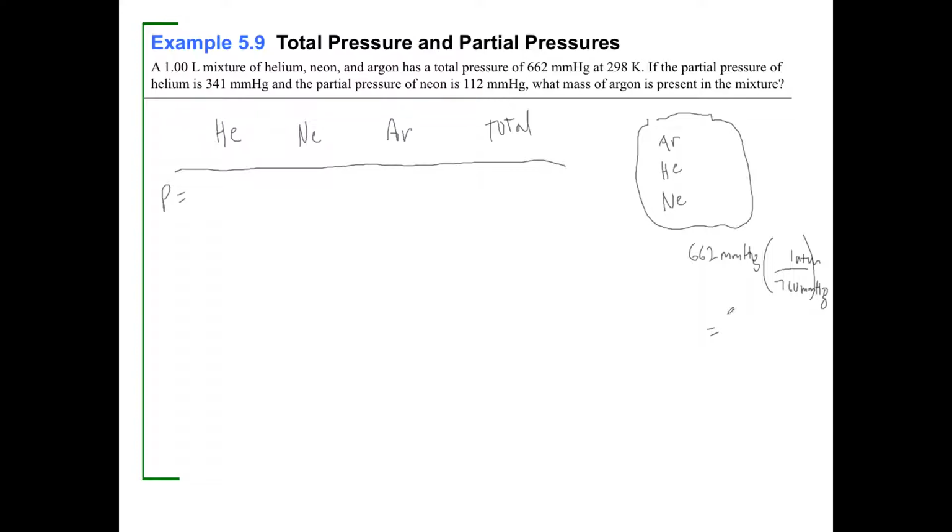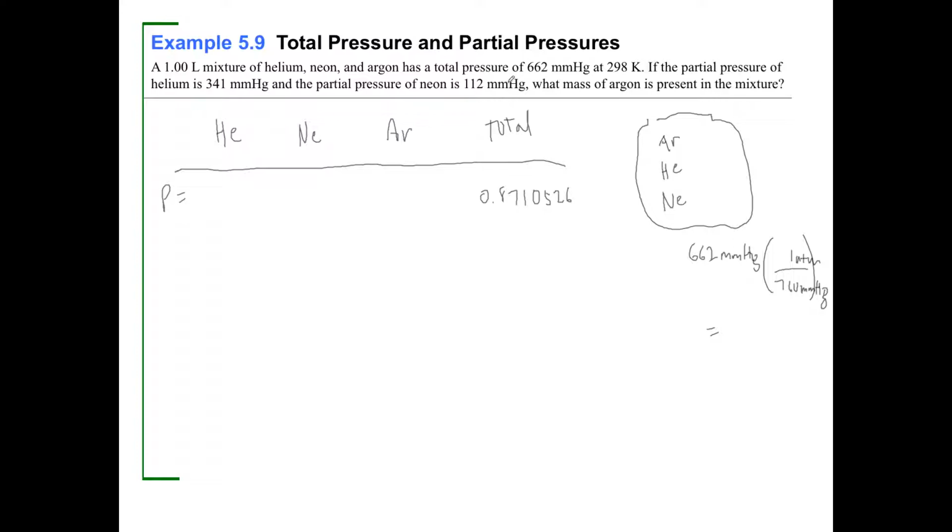And 662 divided by 760 is, just a second, I'm going to get my own calculator. What is 662 divided by 760? 0.8710526. Okay, thank you very much. All right, so that's the total pressure in atmospheres.